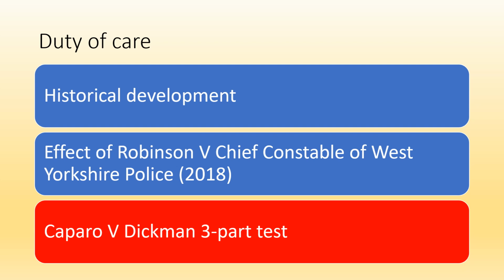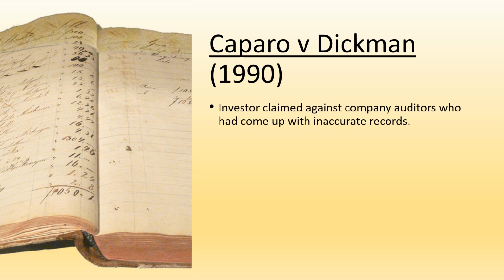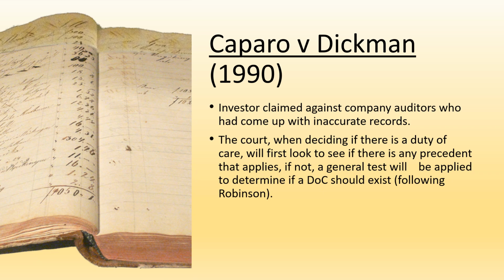But I'll caveat this with the fact that you've got several cases I'm going to discuss. You can always use those cases as authorities for establishing duties anyway. So I'll leave them in, and I'll discuss them with the caveat that you can use the cases, and this probably will not be used as a test for establishing a duty of care. Now, the case itself, Caparo, involves investors who claimed against company auditors who came up with inaccurate records. And the court, when deciding whether there's a duty of care, will first look to see if there's a precedent, okay? And if not, then of course we use the test from here.